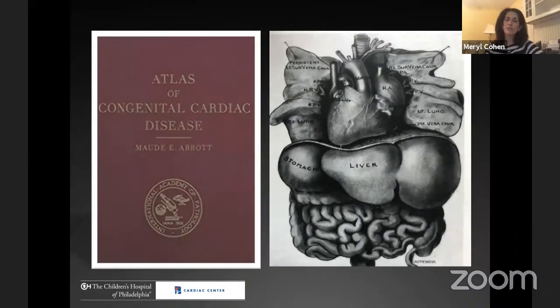I also draw your attention to a heroine of pediatric cardiology, Maud Abbott, who wrote the Atlas of Congenital Cardiac Disease in the 1930s. This is a beautiful figure from that text, which shows a patient with heterotaxy. You see bilateral superior vena cava. You see the heart is pointing to the right, dextrocardia. You can see the stomach is on the right, the liver is on the left. And there is transposition of the great arteries. The pulmonary arteries here, the aorta is here. So very early on, this disorder has been recognized.